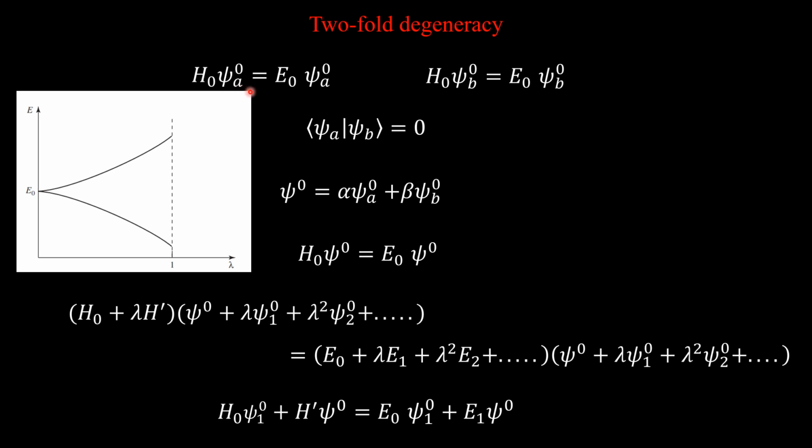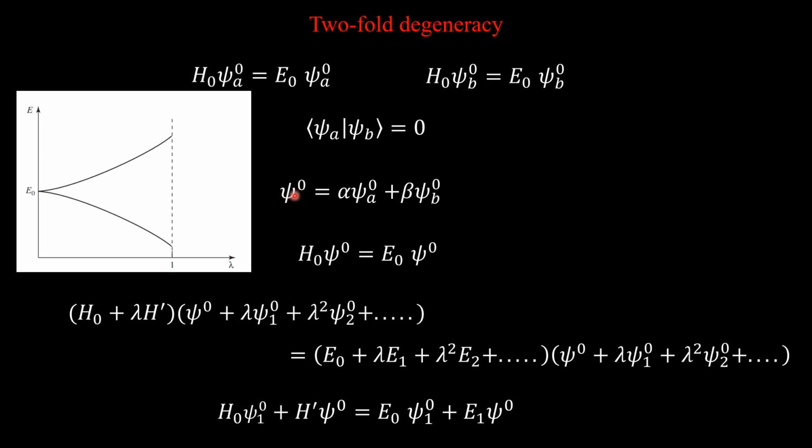So, let us see about two-fold degeneracy. Let us take two states, ψ_a^0 and ψ_b^0. When the unperturbed Hamiltonian H_0 acts on ψ_a^0, you will get the energy E_0 ψ_a^0, and similarly, when H_0 acts on ψ_b^0, you will get E_0 ψ_b^0. And also, from the orthonormal property, you will get the inner product of ψ_a with ψ_b equal to 0.